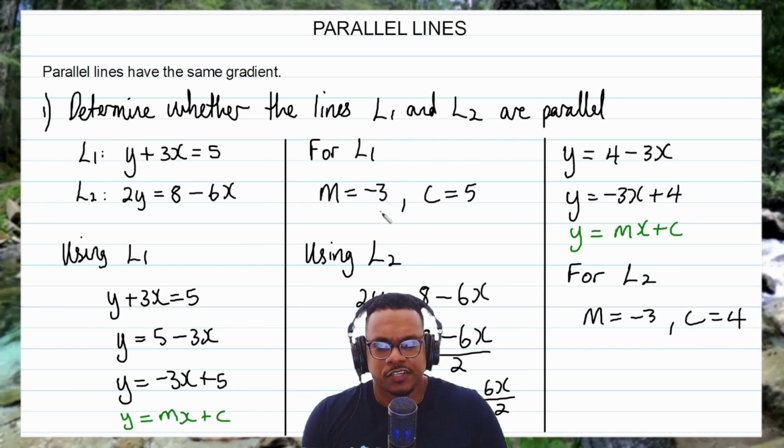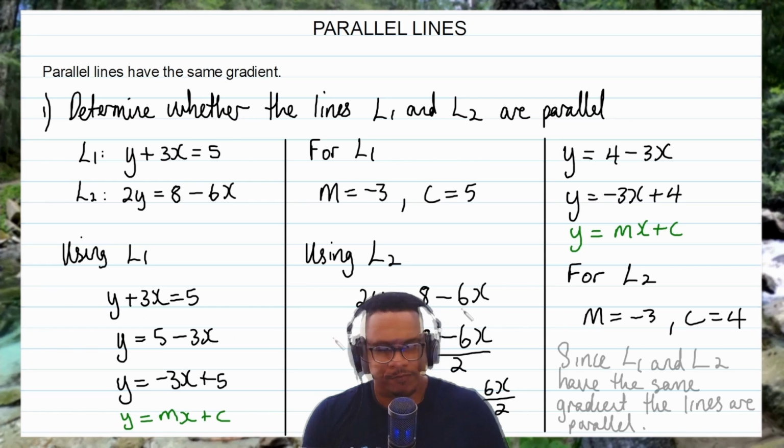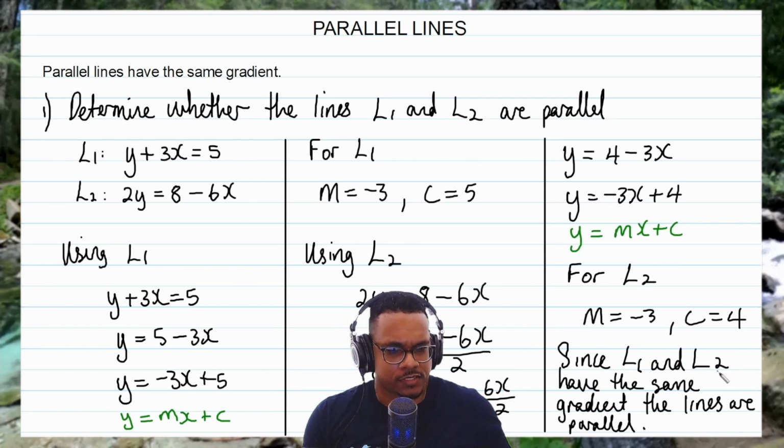Now we can clearly see the gradient for L1 is negative 3 and the gradient for L2 is negative 3. So since L1 and L2 have the same gradient, these two lines are parallel. So I have, since L1 and L2 have the same gradient, the lines are parallel.